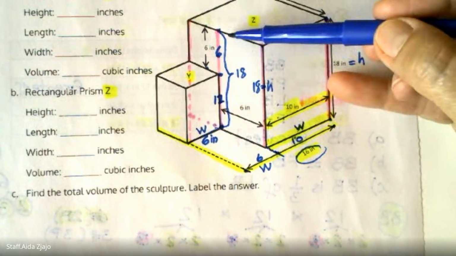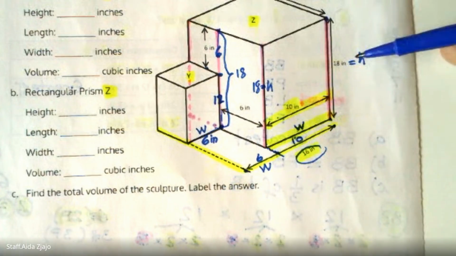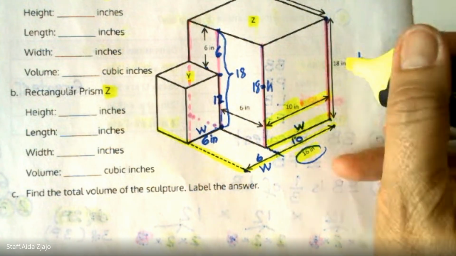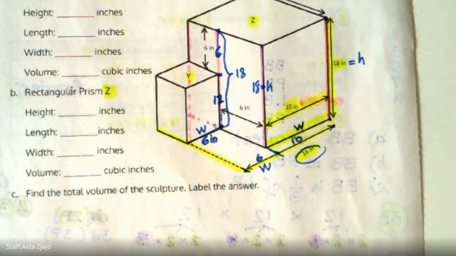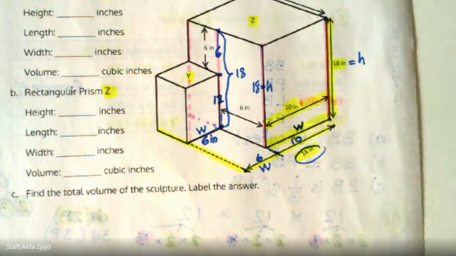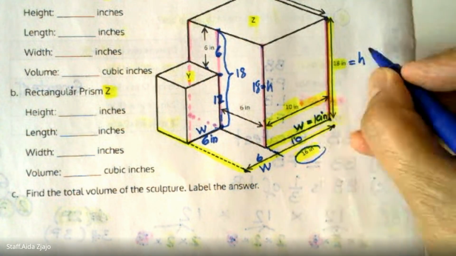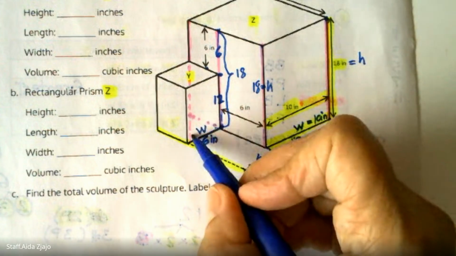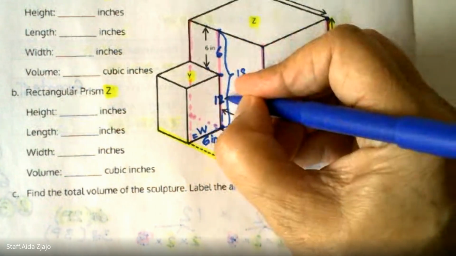12 plus 6 is 18, and 18 is the height of the tallest figure or sculpture, and that is given right here in this arrow, in this line. Okay, so now I have height and width for each shape. This width is 10 inches and the height is 18 inches. And this one's width is 6 inches and the height is 12 inches.